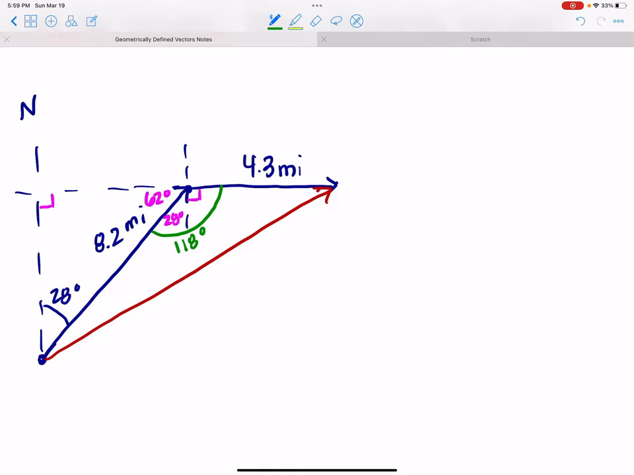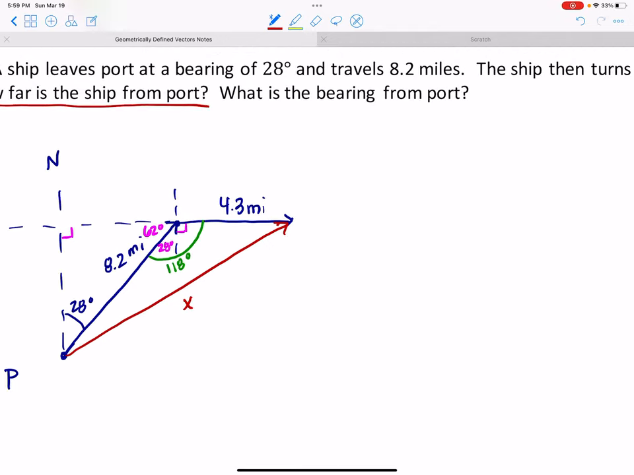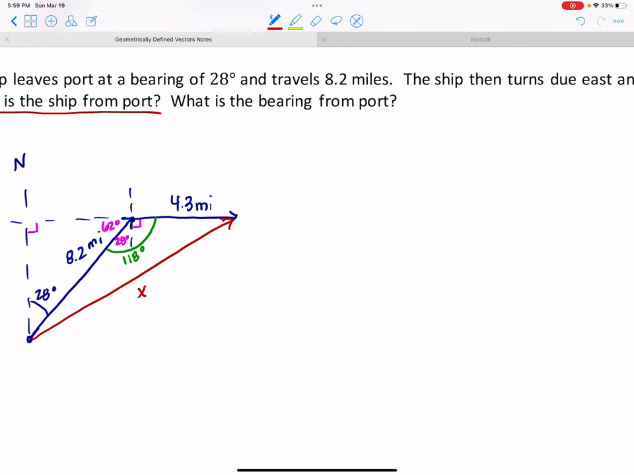So again, this is a side-angle-side situation that I can use to figure out, let's call this R. Again, you can call it whatever. Here, let's use a different variable. Let's call it X this time. How far is the ship from the port? Let's call it X. So this is again a law of cosines situation.